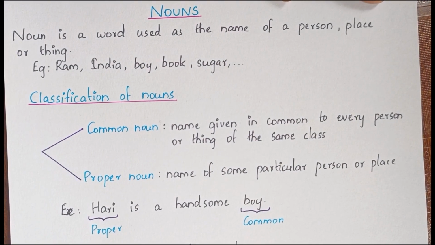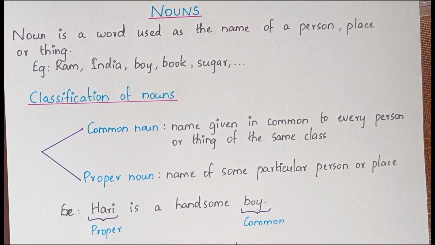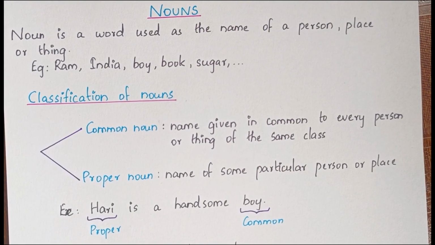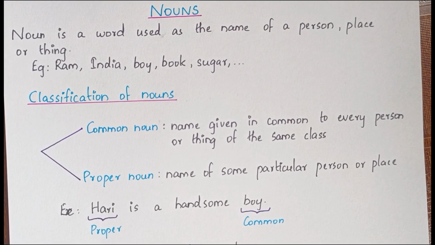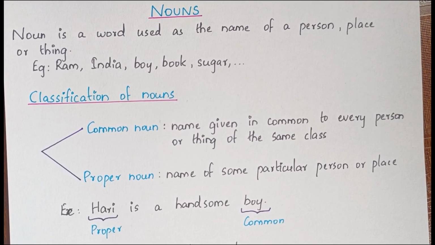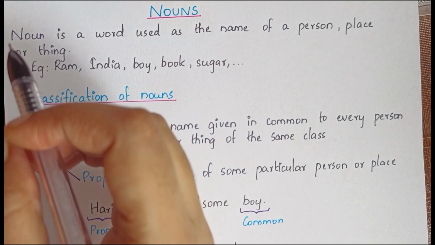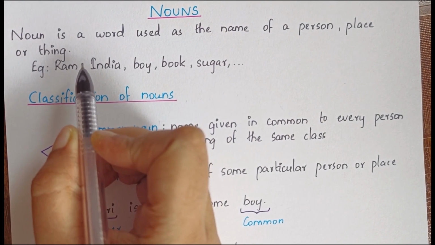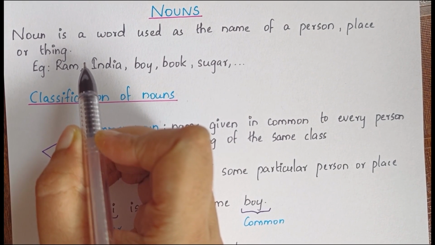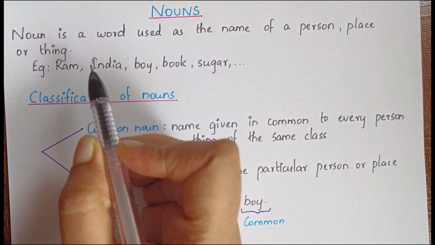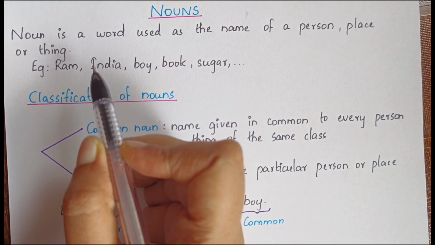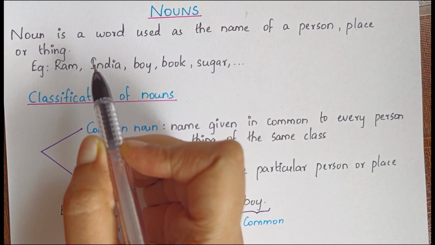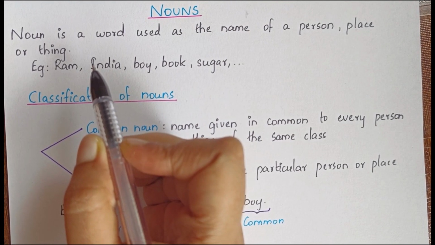So today we are dealing with the topic nouns. This will be very useful for so many government related exams for English language and comprehension, particularly spotting the errors, sentence improvisation, active passive voice, direct indirect speech, etc. So for all of these parts of English language, you need to have some basic knowledge of English grammar. So let's start with noun.